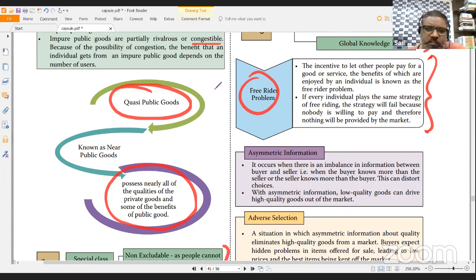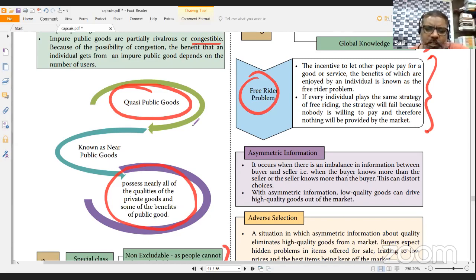Markets do not provide sufficient education. We may think that so many schools are there, but that is not education. That is all nonsense. Actual education, markets do not provide. They don't provide proper health services to the people. Government schools, government colleges, government universities, government hospitals are required.